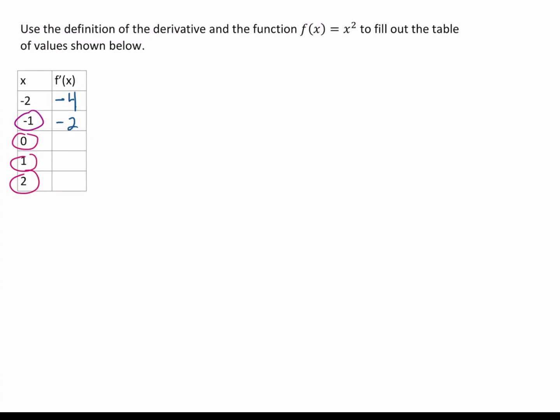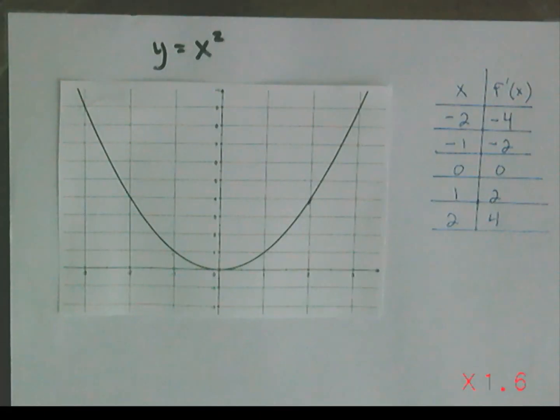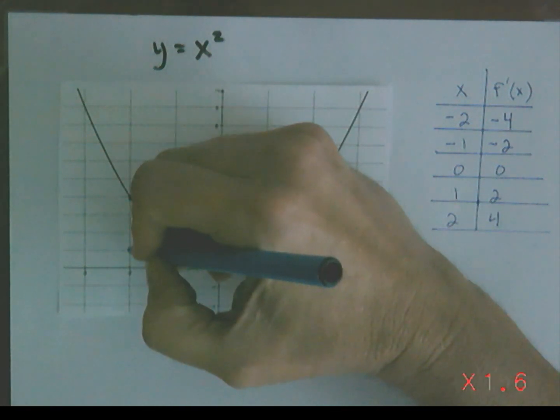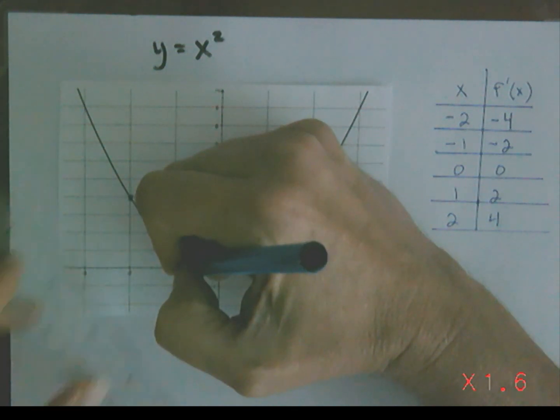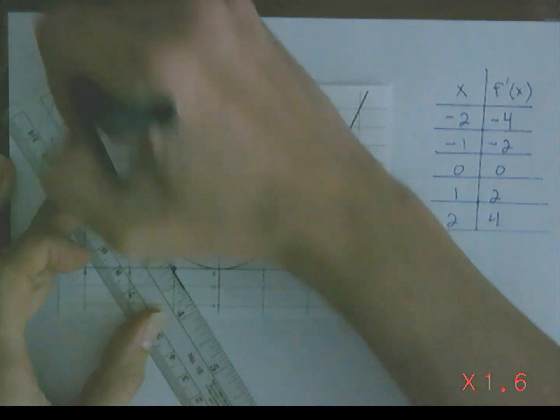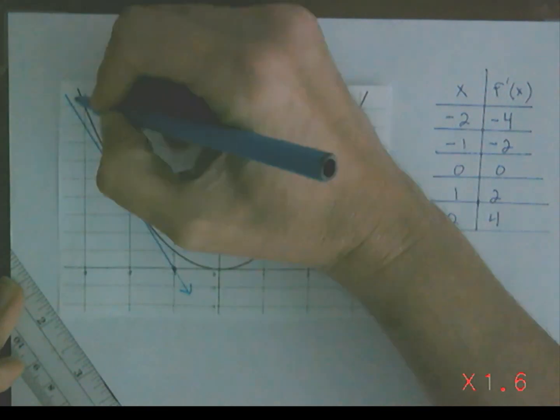When x equals 0, f prime of 0 is 0. F prime of 1, it's 2. And f prime of 2 is 4. Now let's look at the graph of y equals x squared, and let's sketch into it these tangent lines. At x equals -2, we want to create a slope of -4. Let's go down 4 and right 1, and then sketch in that line.